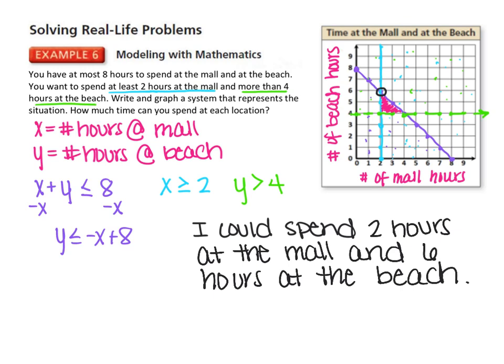There are also other options that would be true things, right? I could spend 2 hours at the mall and 5 hours at the beach. That would be this point. Or 2.5 hours at the mall and 5 hours at the beach, right? Any of the things in the shaded area or on solid lines.